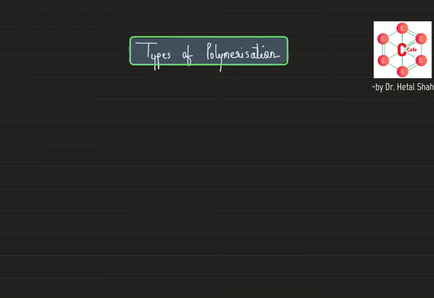Here we discuss how polymerization takes place, the basic reactions through which polymerization occurs. So polymerization occurs by two methods.